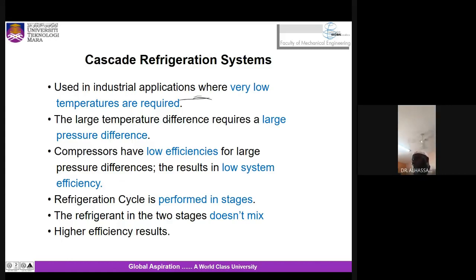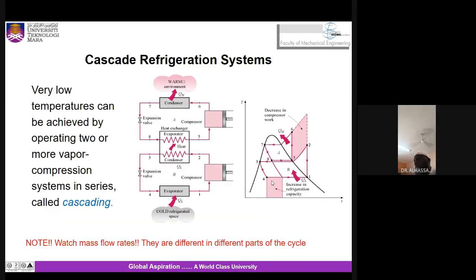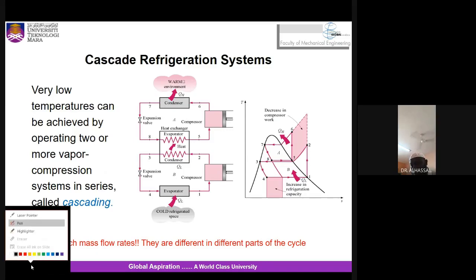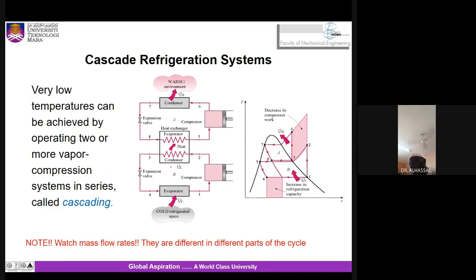And then, a large temperature difference requires a large pressure difference. Compressors have low efficiencies for large pressure differences. They result in low system efficiency. Okay, so the refrigeration cycle is performed in stages. Yes, so this is an example of the cascade refrigeration cycle. This is a clear example.